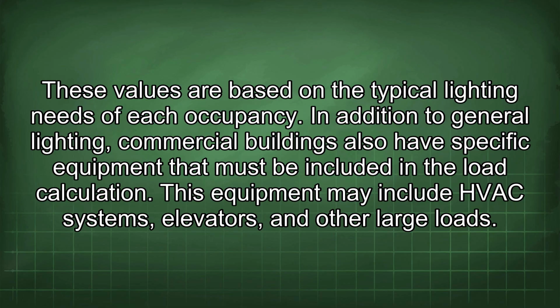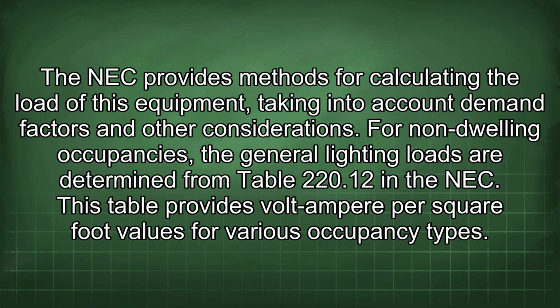In addition to general lighting, commercial buildings also have specific equipment that must be included in a load calculation. This equipment may include HVAC systems, elevators, and other large loads. The NEC provides methods for calculating the load of this equipment, taking into account demand factors and other considerations. For non-dwelling occupancies, the general lighting loads are determined from Table 220.12 in the NEC. This table provides volt-ampere per square foot values for various occupancy types.